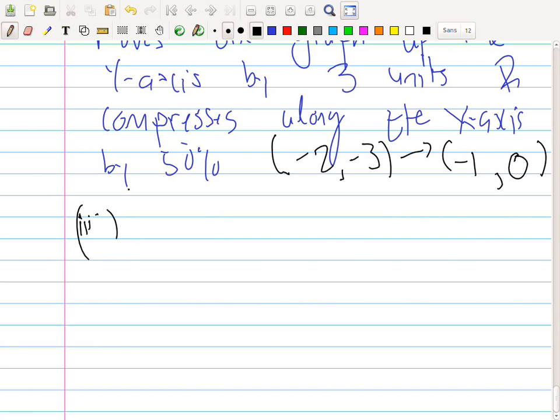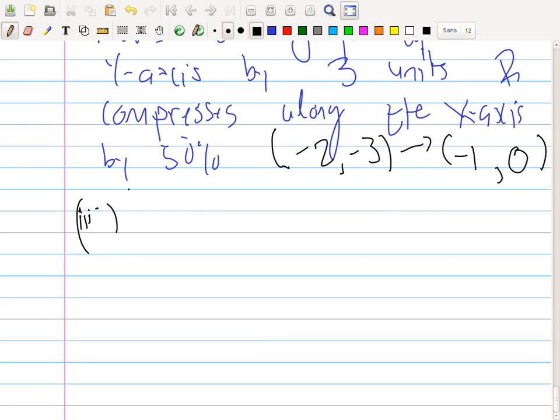Yes. If it was, for example, compresses along the x-axis by 5 units, you multiply by 5. You mean divide by 5 if it compresses? Oh, you mean in the function? Yeah, multiply by 5. Multiply the point by 5. Yes, there'll be a 5x.